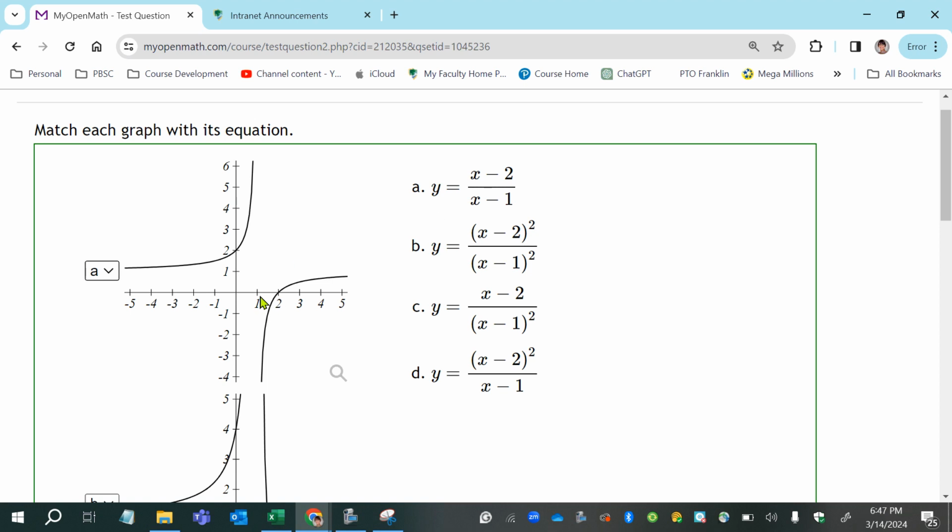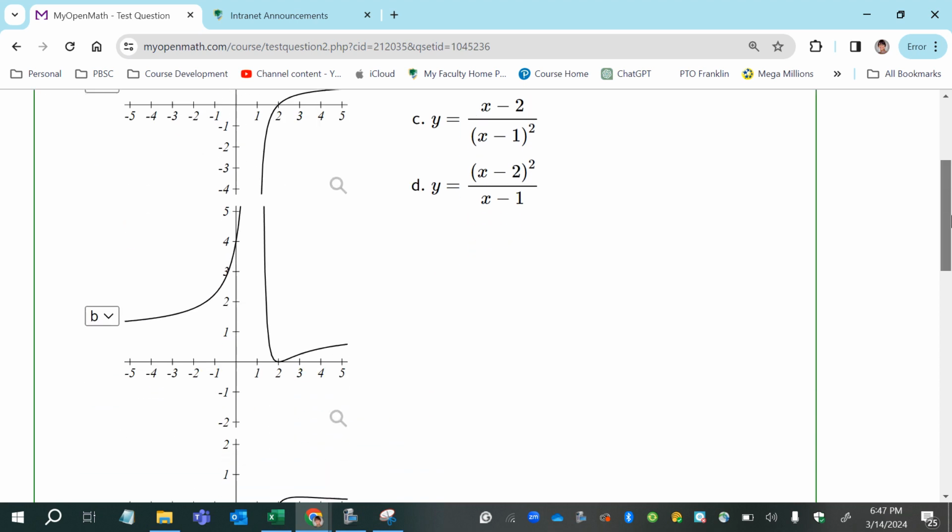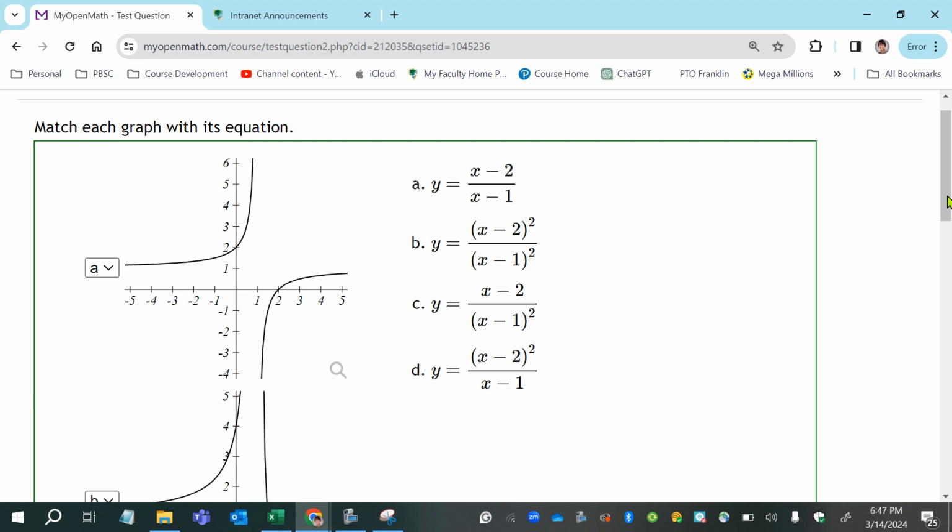So if you look at this first graph here, you can see that when you go along the vertical line where x equals 1, you do not see the graph defined along that line. All of these graphs have that in common, and all of these equations have that in common. So we're not going to get any help differentiating between these to match them up with the different pictures by focusing on the vertical asymptote.